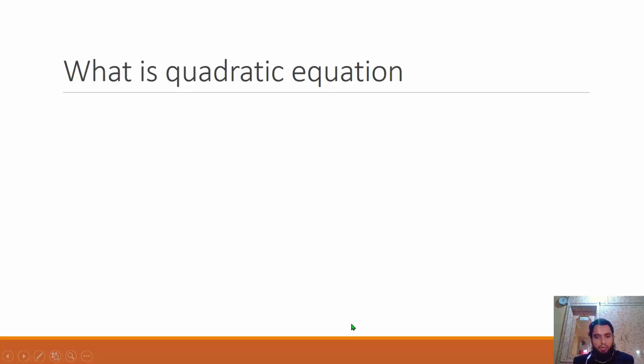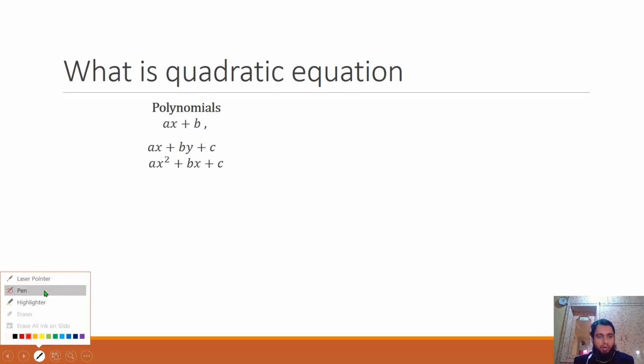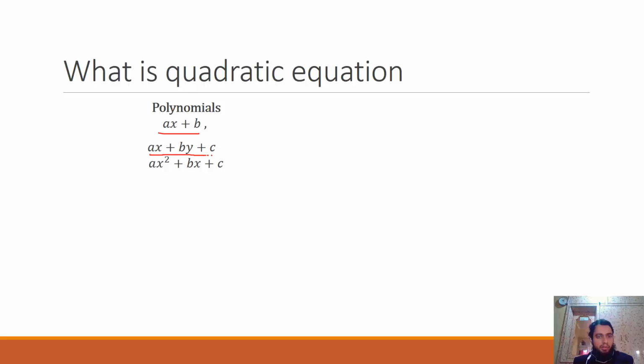We all have learned about polynomials. So let's take an example of a few of them. ax plus b is a polynomial of a single variable and single degree, degree 1. ax plus by plus c is again a polynomial, but here the degree is 1, but the number of variables is 2. ax squared plus bx plus c is again a polynomial. Here the variable x has a power of 2, so the degree of this polynomial is 2, and this polynomial is known as a quadratic polynomial.